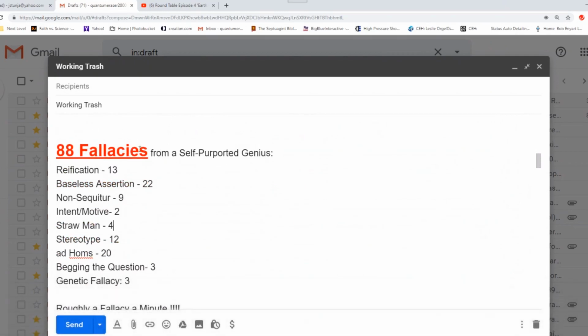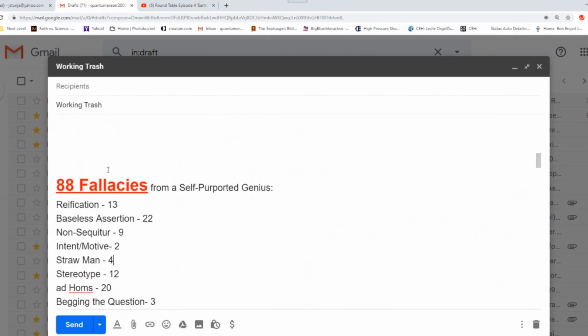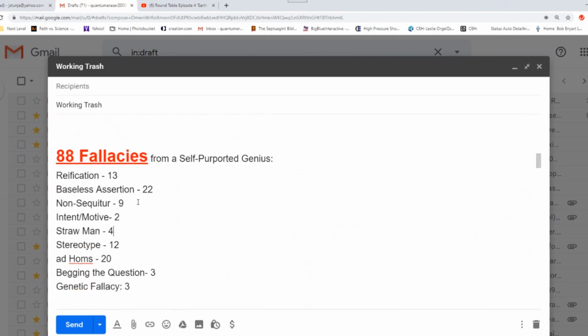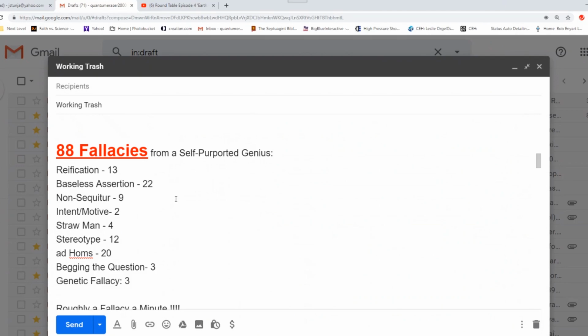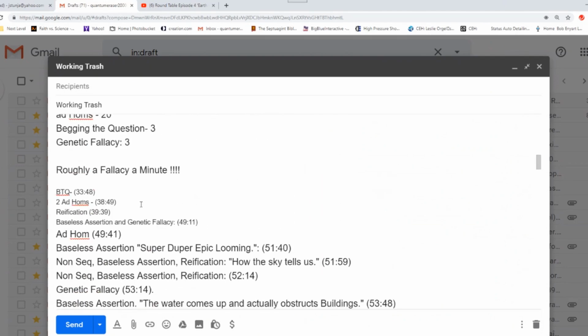There was 88 fallacies, and these are the categories: reification, baseless assertions, non sequiturs, intent, motive fallacies, straw man, stereotype, ad homs, begging the question fallacy, and genetic fallacies. The ad homs and the baseless assertions were running neck to neck for some time, but it seemed like the baseless assertions pulled it out at the end. So it's roughly a fallacy a minute, somewhere real close to that for the time that he spoke, not the whole time of the video. And there's all the categories.